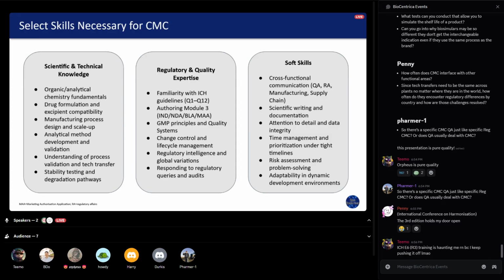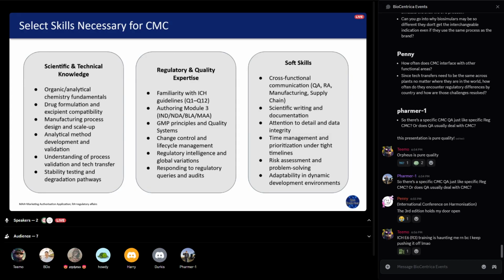The writing and documentation, like I mentioned with your Module 3, attention to detail. The attention to detail is honestly very important because everything that you do is going to be recorded and documented. Documentation for CMC will be important just based off of a quality perspective and a safety perspective. Time management, yes, because there are going to be peaks and troughs of when you are busy. And sometimes everything is going to be an I-needed-this-yesterday situation. Risk assessment and problem solving, and then adaptability, because sometimes priorities will change and sometimes the clinical team might actually have a different suggestion on your formulation.